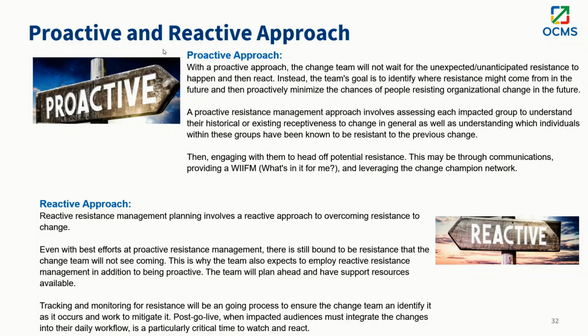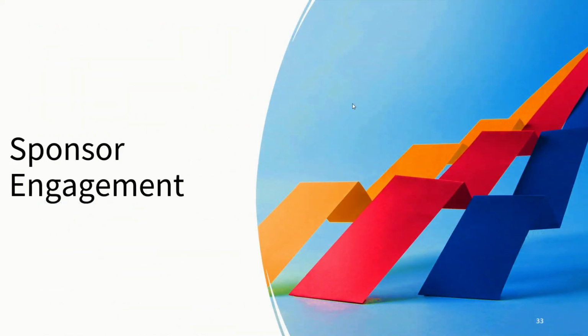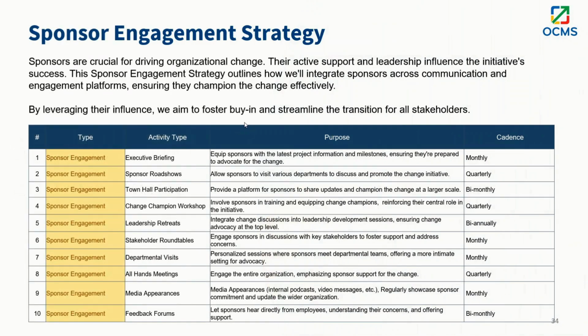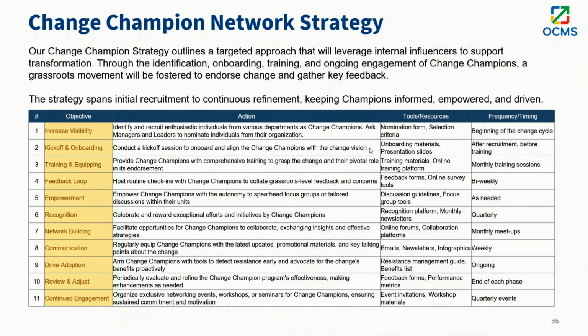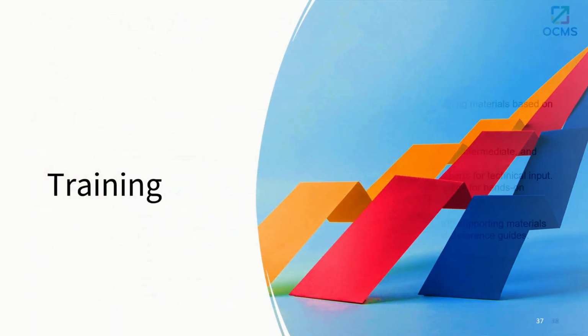Another strategy included here is how to mitigate resistance. You want to apply a proactive and a reactive approach. A proactive approach is identifying where resistance will come from and then developing the plans to ensure it doesn't come up. Reactive is when you identify resistance and then you have to mitigate that. This strategic playbook also includes strategies for engaging with leaders and also sponsors. And you can see here, we have included respective activity types, cadence, how often, and also the purpose. And then there is also strategies for your change champion network, as well as strategies for your training deliverables.